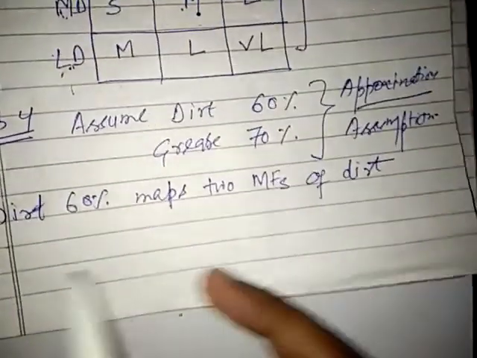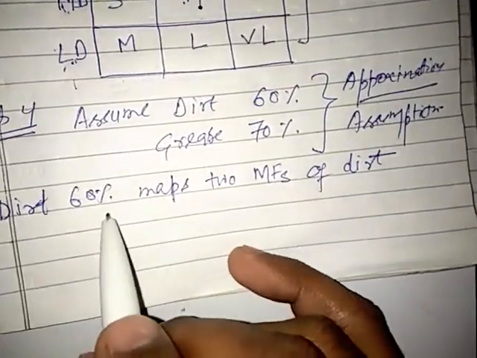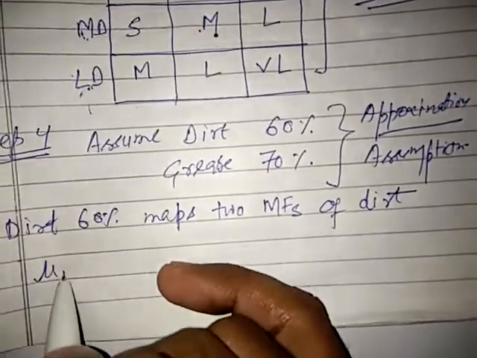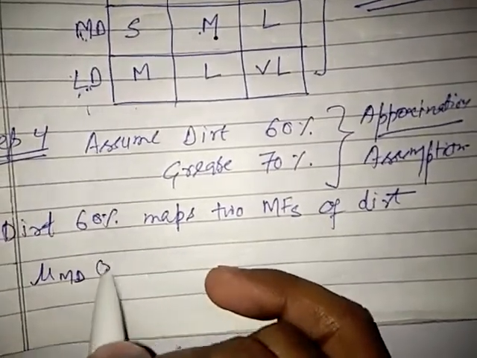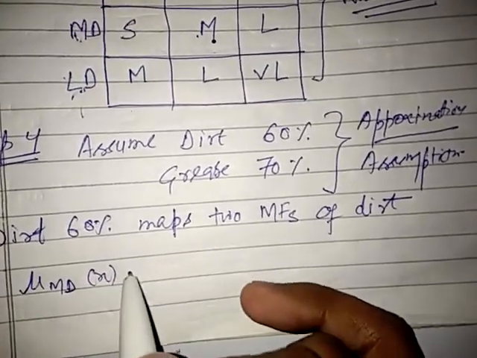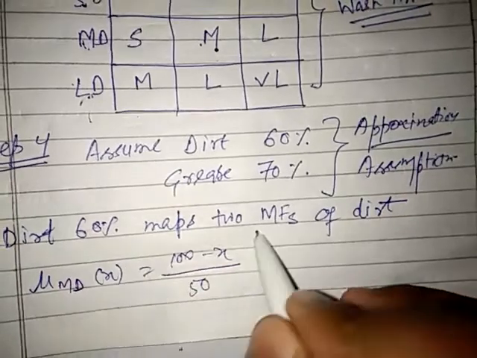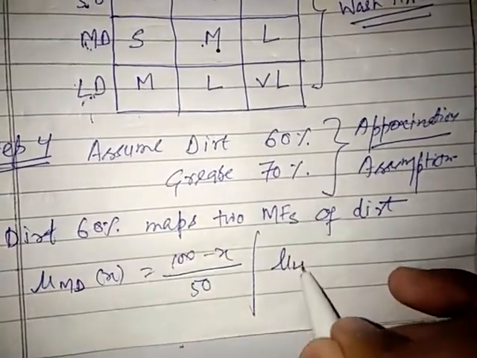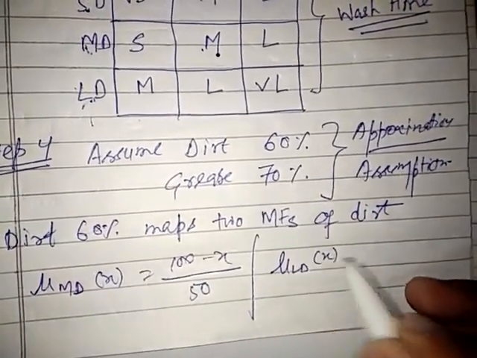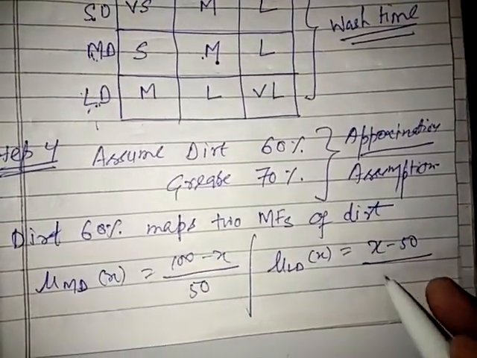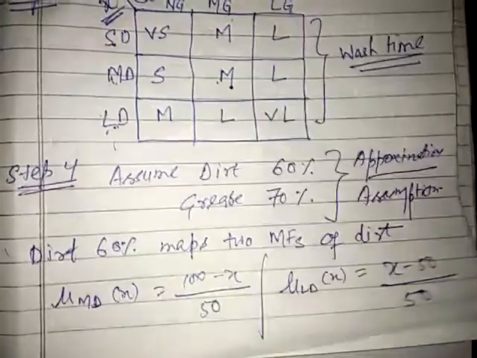So we have the dirt at 60%, mapped to the membership functions of dirt. The first membership function is (100 minus x) divided by 50, and the second, for large dirt, is (x minus 50) divided by 50. And in the same way we have to map the membership functions for the grease.